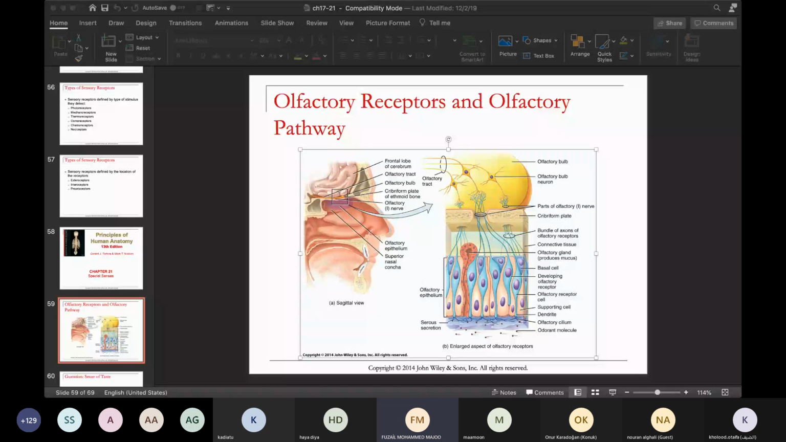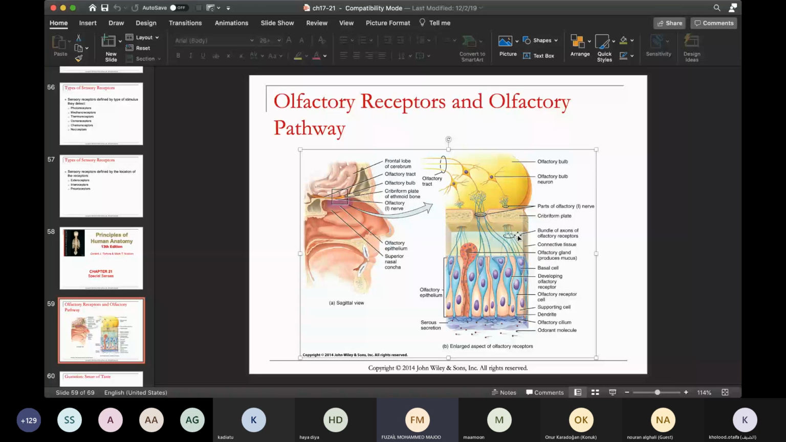Now, the olfactory epithelium is made up of 3 types of cells: olfactory receptors, supporting cells, and basal cells. So when you look over here, what do we have? This is the olfactory bulb, and here's the olfactory bulb neuron. These are all part of the olfactory nerve. Here's the cribriform plate, and then the bundles come down, and you can see the bundles course through these cells.